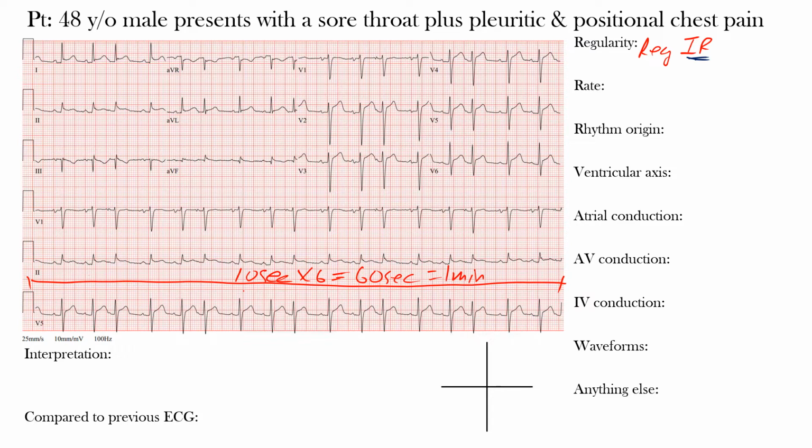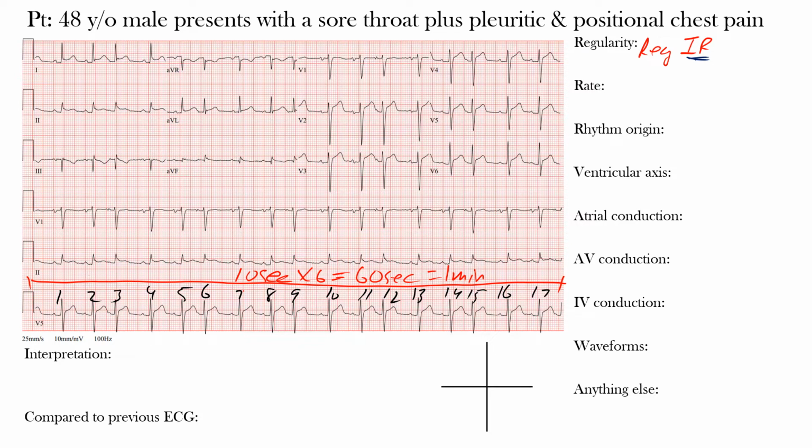So that means if you count the complexes going across and multiply by 6, you can get the beats per minute, or at least an estimate of it. So we'll do that now. Here's 1, 2, 3, 4, 5, 6, 7, 8, 9, 10, 11, 12, 13, 14, 15, 16, 17. Okay, we won't count that last one there.